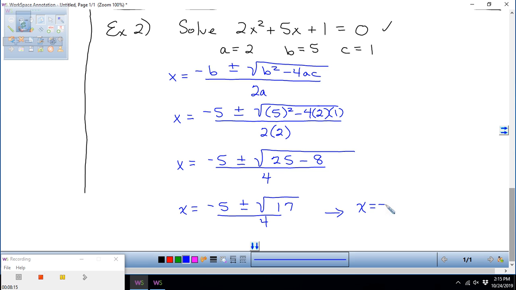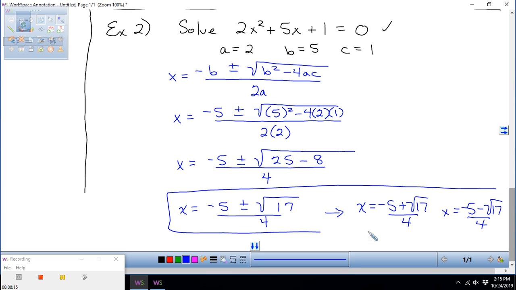Negative 5 plus the square root of 17 divided by 4, and negative 5 minus the square root of 17 divided by 4. So either one of these answers is acceptable, altogether or separated. So go ahead and pause, finish copying this in your notes, and we'll do one final example.